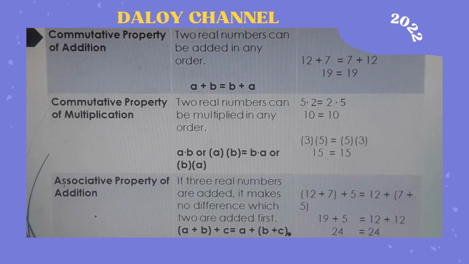For the commutative property of multiplication, 2 real numbers can be multiplied in any order. For example, 5 times 2 is equal to 2 times 5, and that is 10.